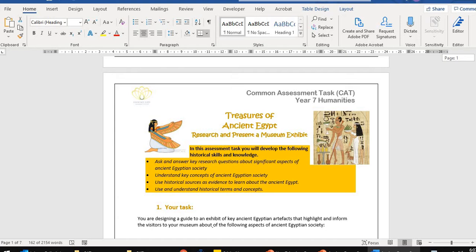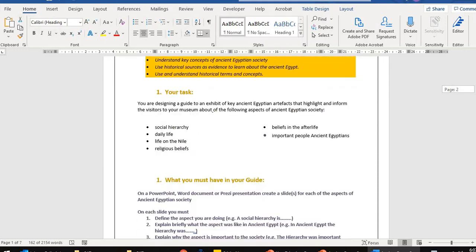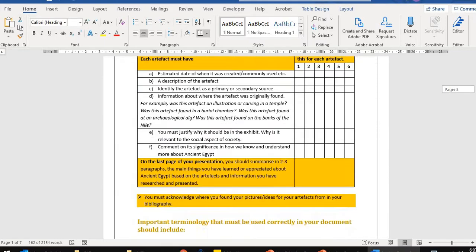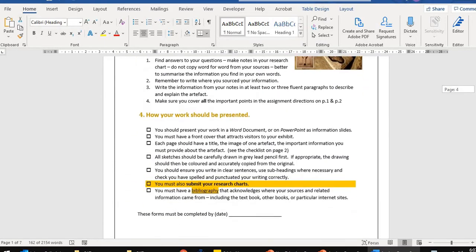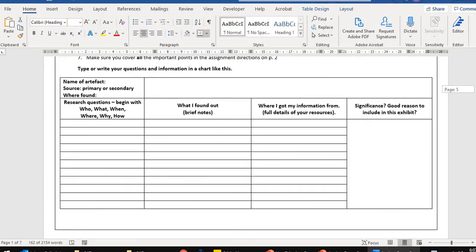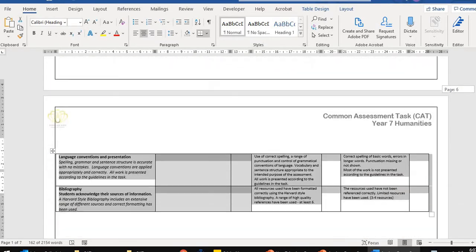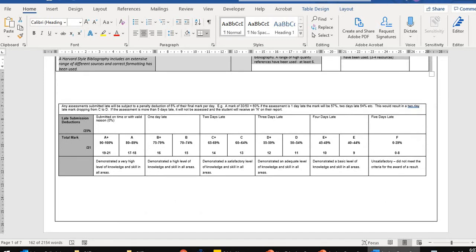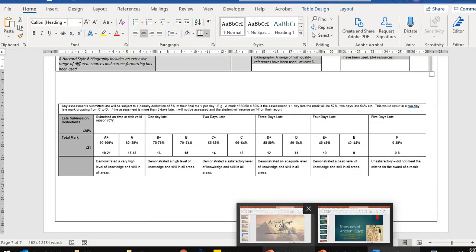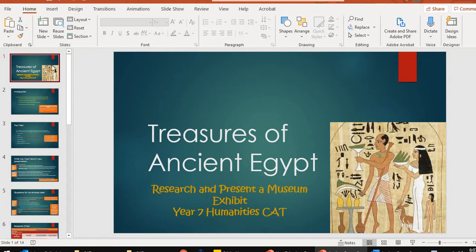Now this is the actual CAT that you'll receive, so it looks a bit like this. And it's got lots of information on it, so you may want to read through that. But what I've done, and there's the rubric there, is I've broken it up into a much easier way of looking at it. So this is what your CAT is going to be.